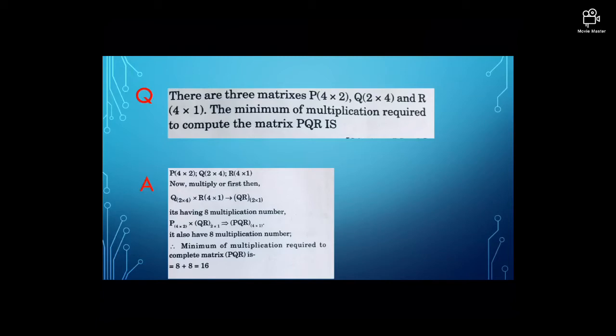Similarly, when we multiply P with QR, so that is 4 by 2 with 2 by 1. So here also we have 4 into 2 into 1, which is equal to 8. So the total or the minimum number of multiplications required will be 8 plus 8, which is 16.